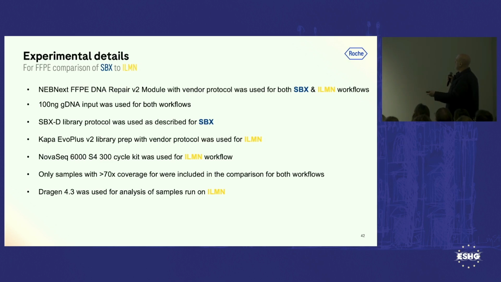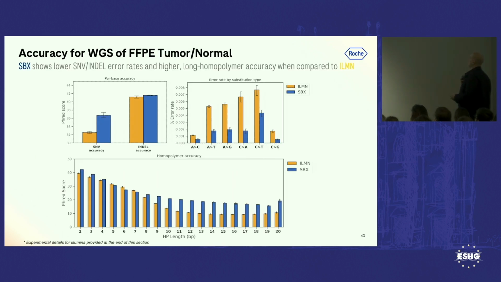In comparing to Illumina sequencing, we used the NEBNext repair kit, 100 nanograms for each sample going in. For SBX, we did the SBXD protocol. For Illumina, we used the KAPA Evo Plus V2 library prep and the NovaSeq 6000 S4 300 cycle kit. All of the data that we included in the summary here was greater than 70x coverage. And for Illumina, we used the DRAGEN 4.3 for analysis.